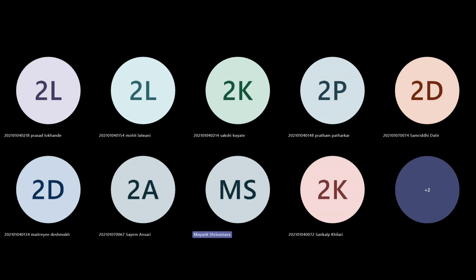Right, today's topic is going to be object-oriented programming concepts. In the last class, we had discussed classes and objects. Today, we'll move on to the other concepts related to OOPS, which majorly include inheritance, polymorphism, abstraction, and encapsulation.